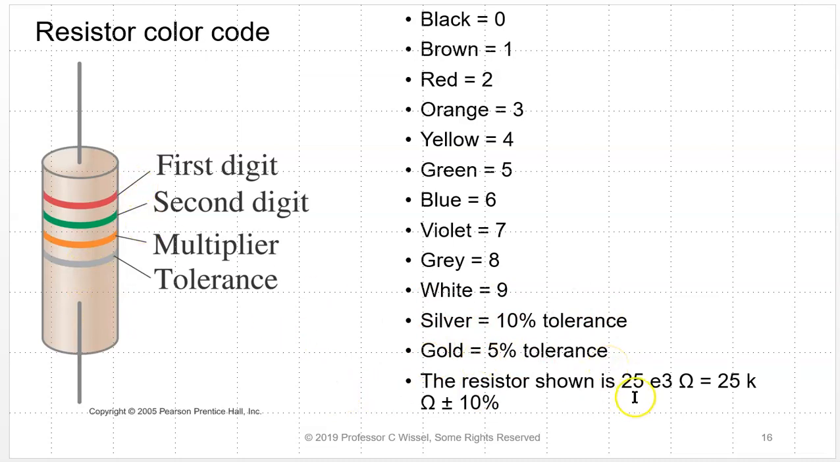Now, as you look at this resistor, it has red for the first digit, that's a 2. The second digit is a 5 because it's green. The third digit, which is the multiplier, is orange, which is a 3. So this is a 25 kilo ohm resistor, and the tolerance is plus or minus 10%.